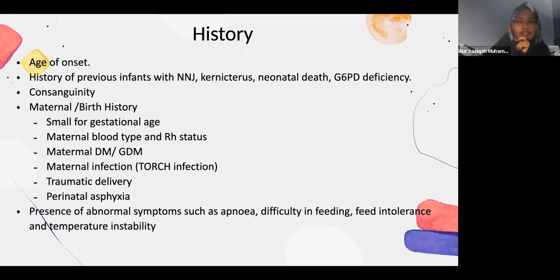It is also important to ask about the maternal and birth history, because this can help us assess the risk of severity of the jaundice and identify the underlying causes. We can ask whether the baby is small in size, the blood type of the mother and the baby, whether the mother was diabetic during pregnancy, maternal infections, cross infection, or traumatic delivery using forceps or vacuum, perinatal asphyxia, and also whether the baby presents with any abnormal symptoms such as apnea, difficulty in feeding, feed intolerance, and temperature instability.